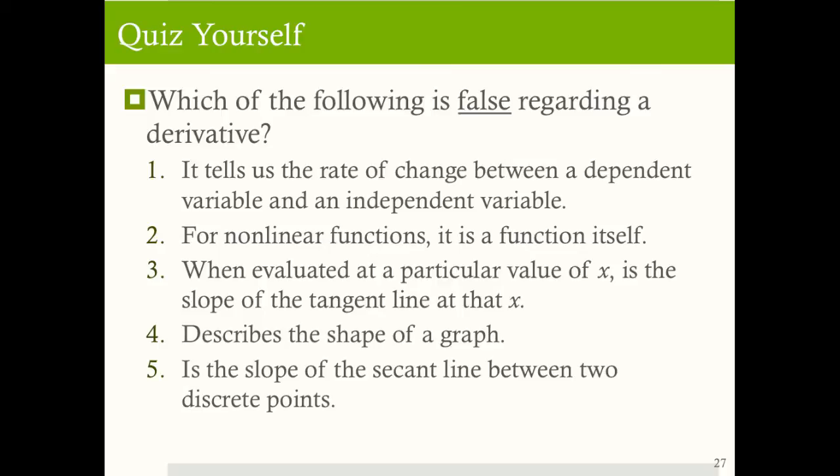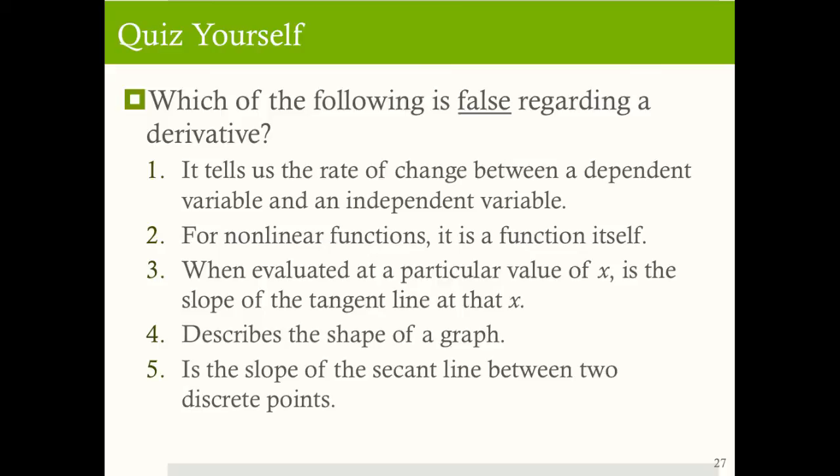1. It tells us the rate of change between a dependent variable and an independent variable. 2. For nonlinear functions, it is a function itself. 3. When evaluated at a particular value of x, the derivative is the slope of the tangent line at that x. 4. It describes the shape of a graph. 5. It's the slope of the secant line between two discrete points.